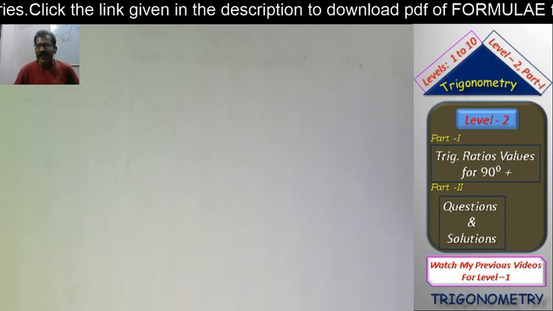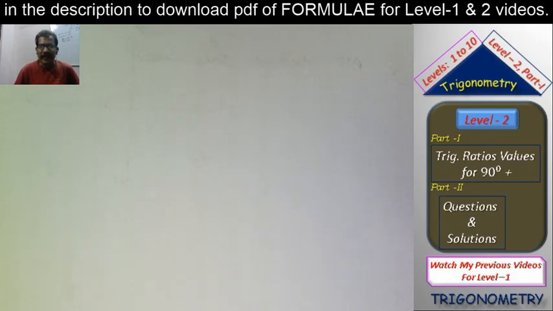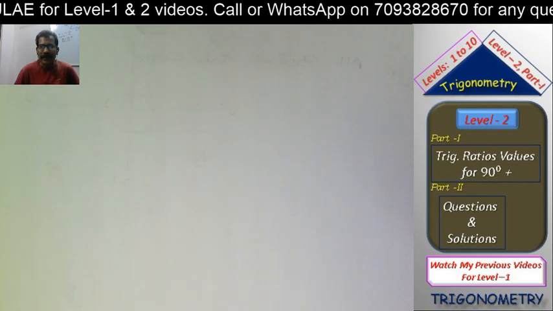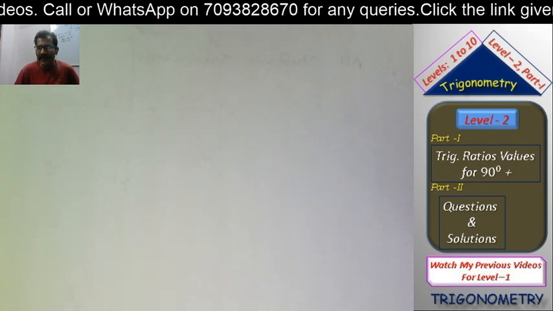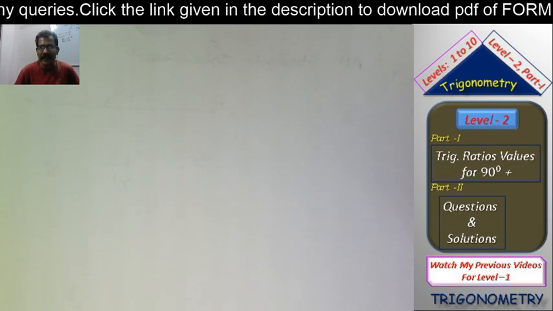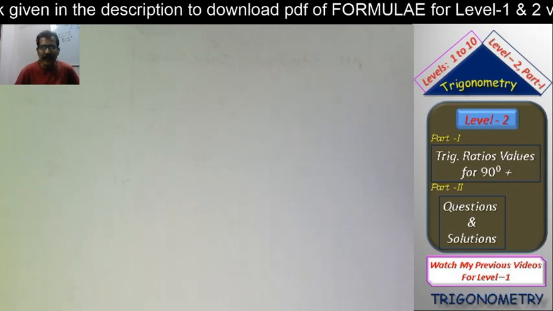Hi, in this video, we are talking about the trigonometric ratio values for angles above 90 degrees. To understand this concept better, I suggest please watch my previous videos. That is level 1 completely, which is having 3 parts.